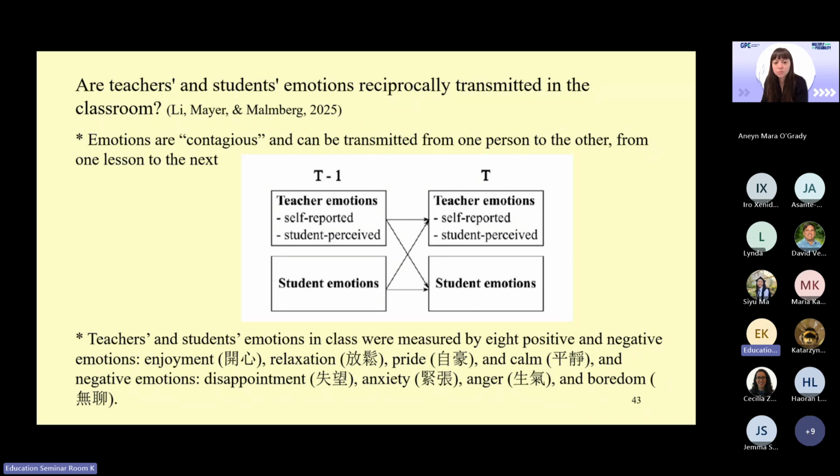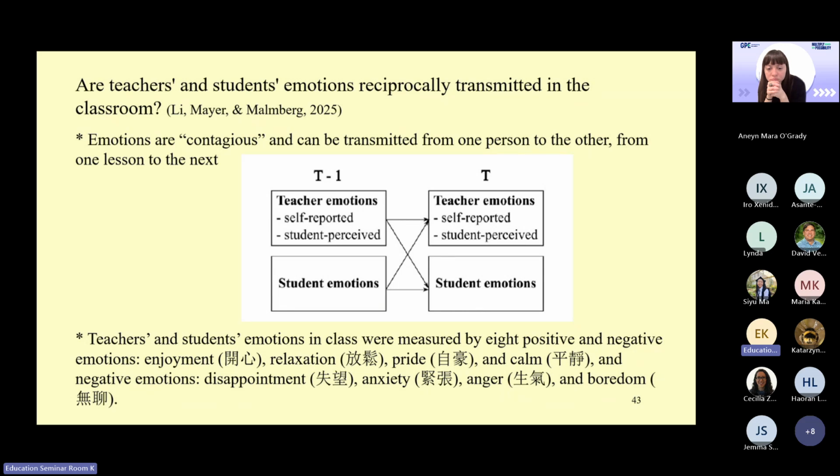This is the way we can solve this conundrum. So we have teacher-reported emotions, self-reported as student-perceived, and teachers' emotions at time t, the concurrent time point and the previous time point, and then we have student emotions at both time points. The student emotions are just self-report. So teachers report themselves and students report themselves, but we didn't collect teacher reports of what the teacher thought the students felt.